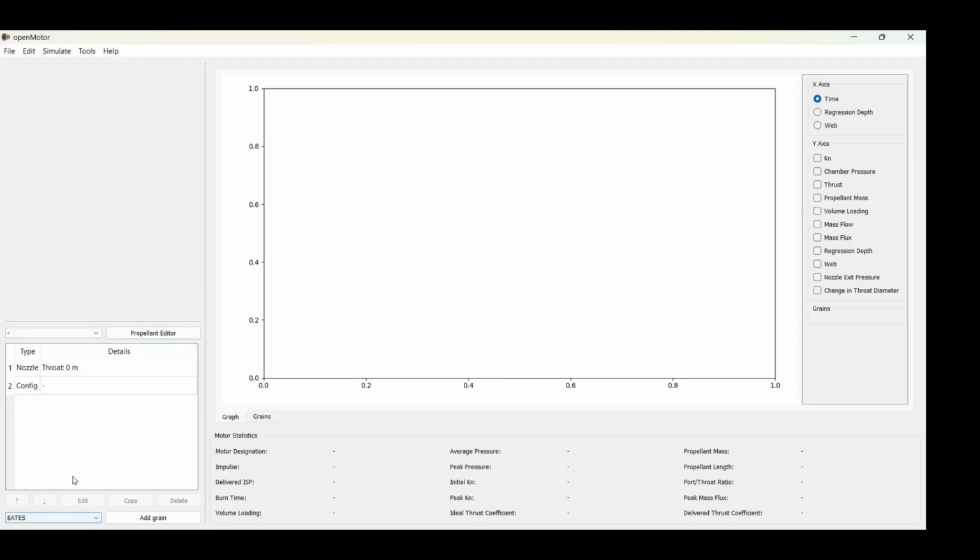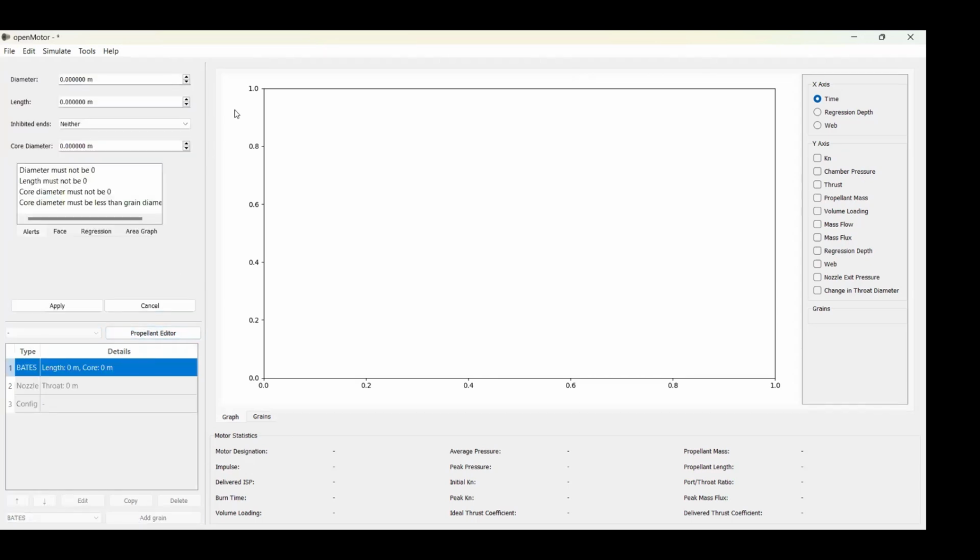First, we're gonna do a Bates grain. I'm gonna add a grain. We're gonna do 0.0919 meters for the diameter, 0.78510 meters for the length.